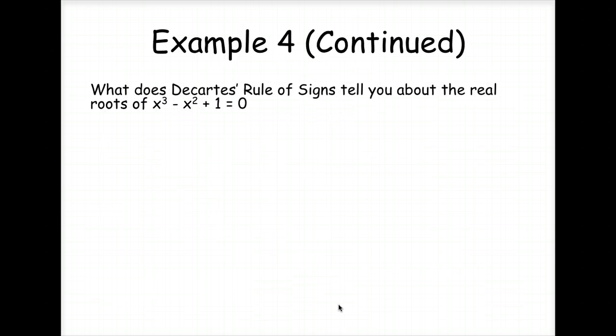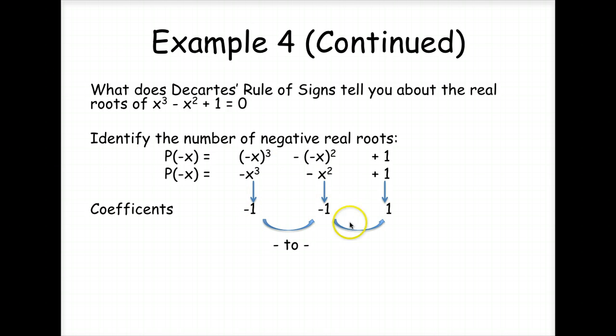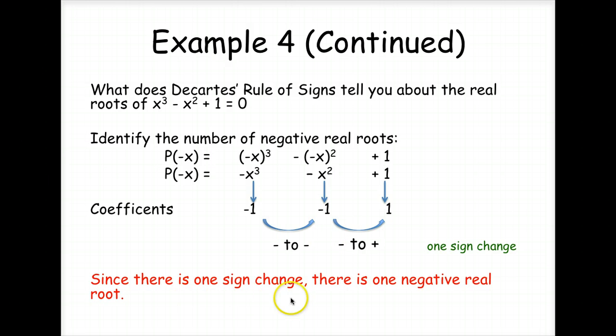Now to find what negative real roots there would be, we simply find p of negative x. Your parentheses are so important here to hold your negative numbers. Negative x to the third is still negative x, but when we square it, it would be positive, but it's minus, so that turns it back to a negative coefficient. No sign change here, but there's 1 here. So there's 1 sign change, so there is 1 negative real root. Excellent. You're ready to begin practice.